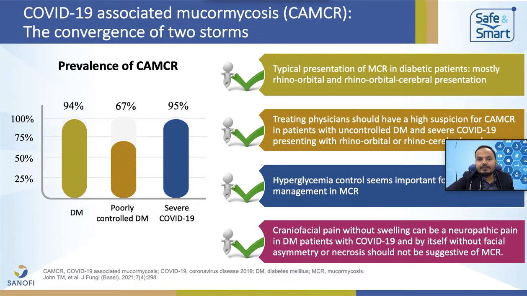COVID 19 associated mucormycosis, the convergence of two storms. The prevalence of mucormycosis was 94% in diabetic patients. Like, of 100 patients whom we were diagnosing with mucormycosis, 94% had diabetes. And among poorly controlled diabetes mellitus, 67% had a risk of mucormycosis. And among severe COVID 19, 95% had mucormycosis.